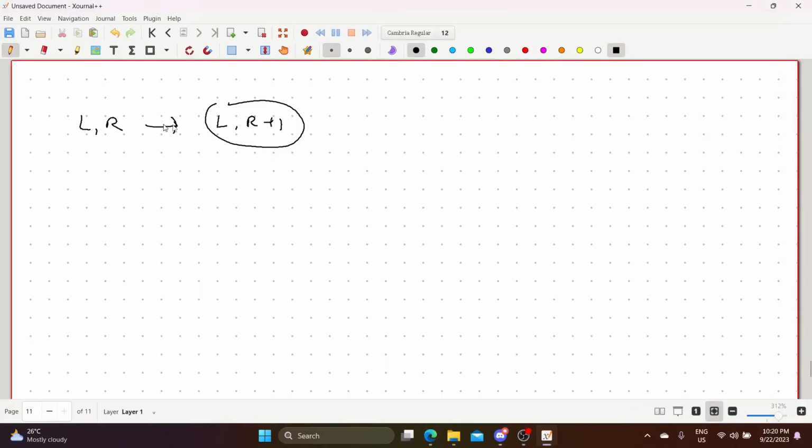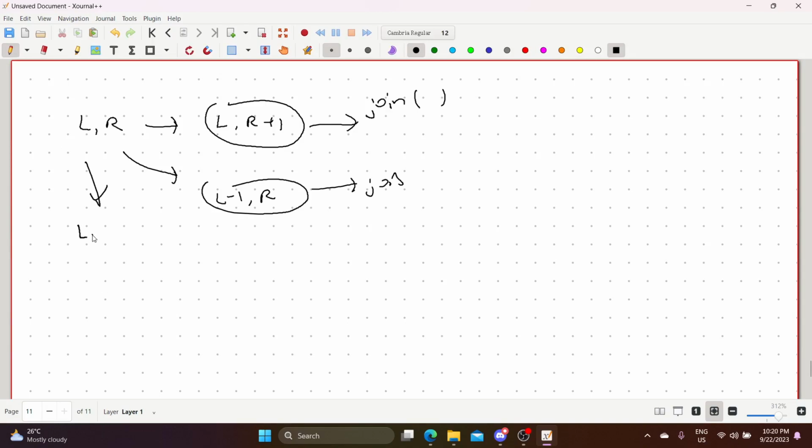Like I said earlier, if you want to go from L to R to L to R plus 1, this one is easy because we can just do a join inside our DSU. Then from L minus 1 to R, we can also use join. The hard part is when you have L plus 1 to R, because in DSU we cannot delete edges. So how do we handle this?